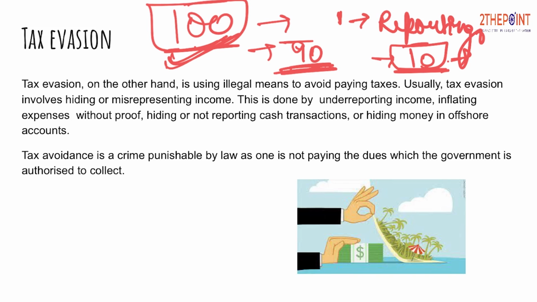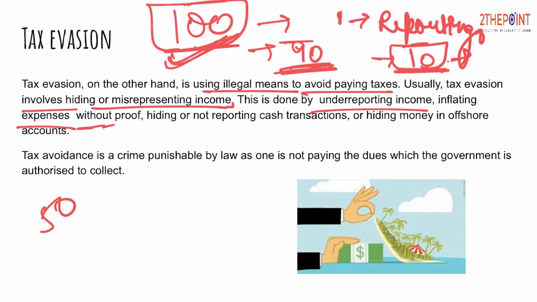And this is something illegitimate. You are not paying the dues which the government has a right to collect from you. So tax evasion, on the other hand, is using illegal means to avoid paying taxes. Usually tax evasion involves hiding or misrepresenting income. So you were earning 100 but you are showing 50, or maybe you are inflating your expenses, so you are hiding or misrepresenting income. This is done by underreporting income and inflating expenses.